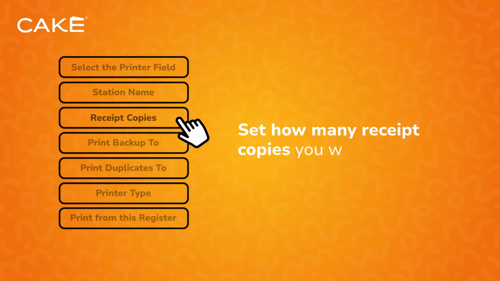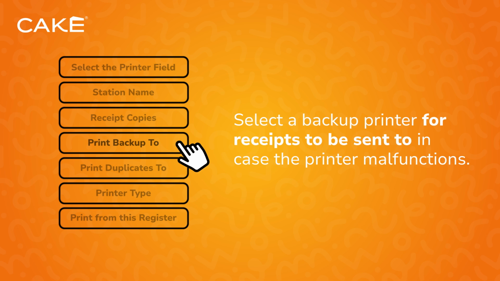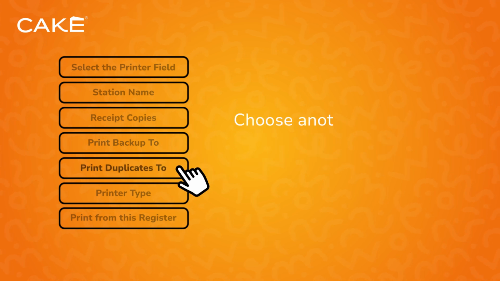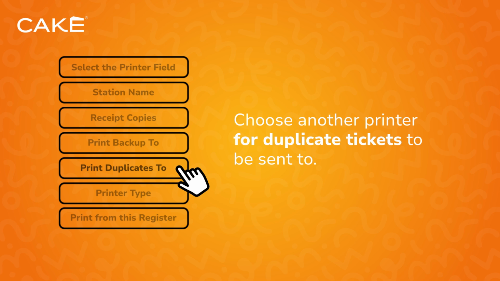Receipt copies: set how many receipt copies you want printed. Print backup to: select a backup printer for receipts to be sent to in case the printer malfunctions. Print duplicates to: choose another printer for duplicate tickets to be sent to. For example, when setting up the kitchen printer, you could print duplicates to the expo printer.